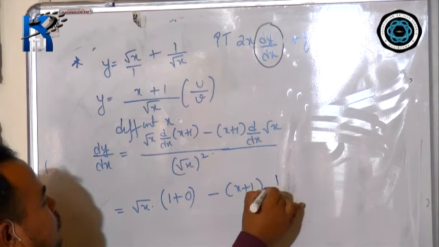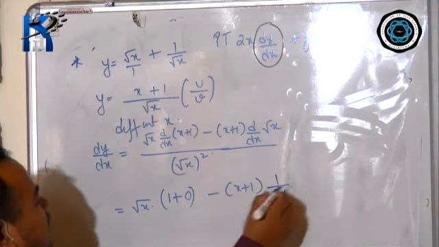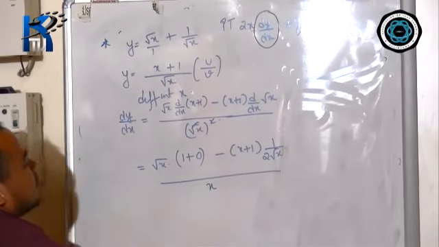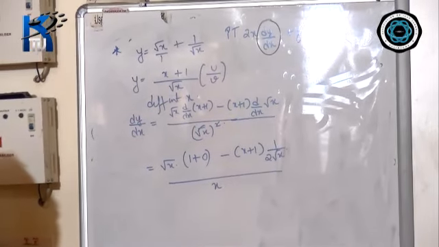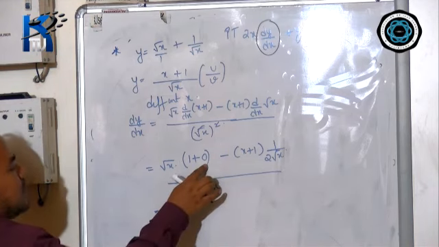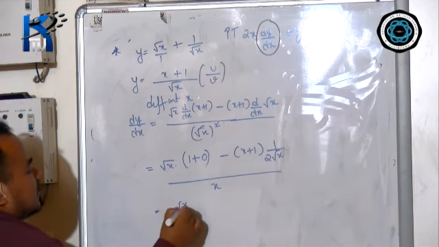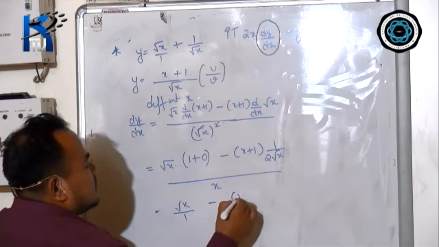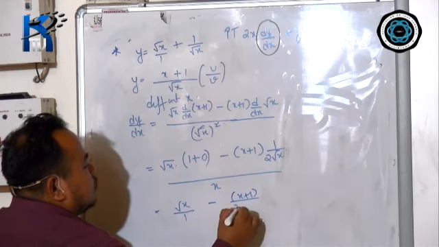Root x. What's the differential of root x? It is 1 by 2 root x. Divide the whole thing by x. Square and root get cancelled, so you get x. 1 plus 0 is 1, so 1 into root x gives you root x. There's nothing in the denominator. Minus x plus 1 into 1 is x plus 1 divided by 2 root x.